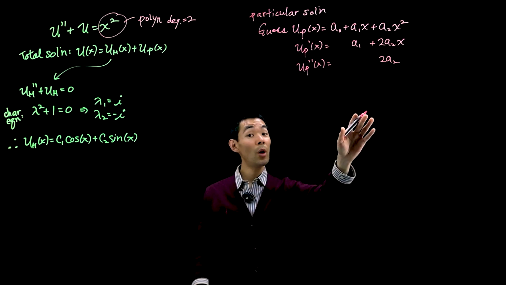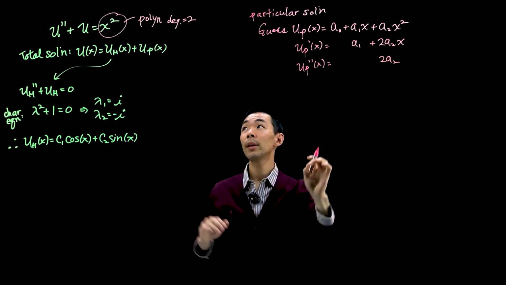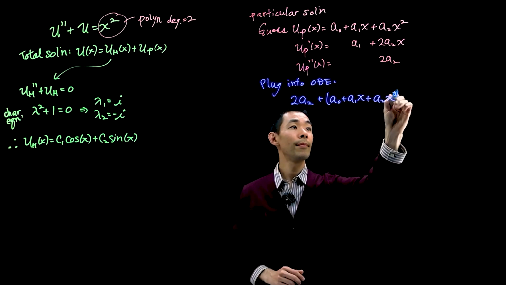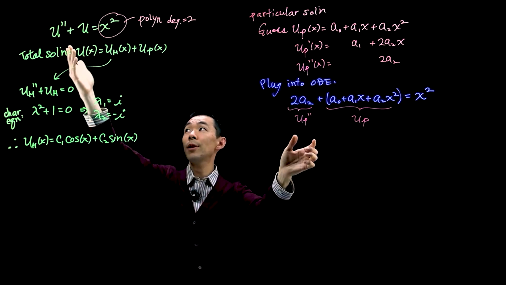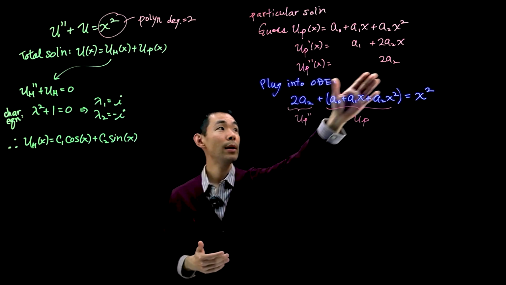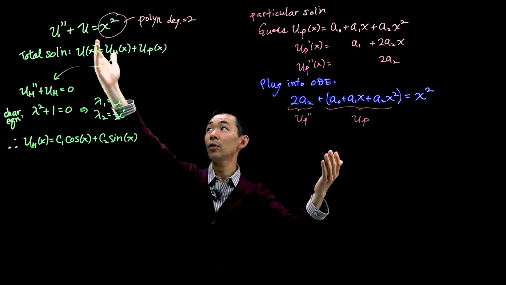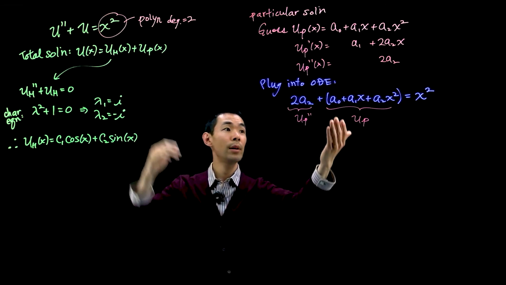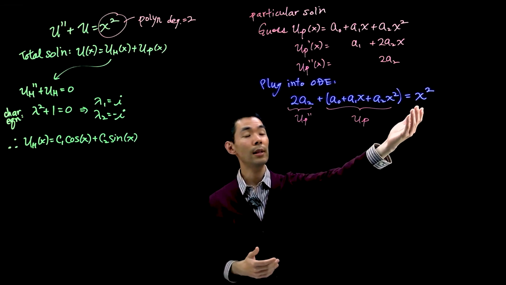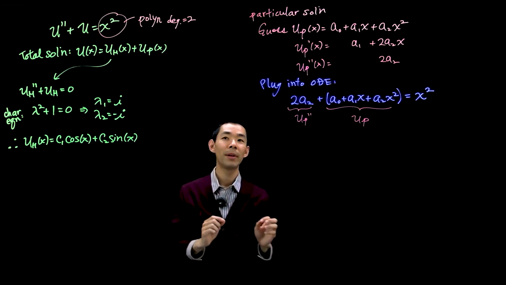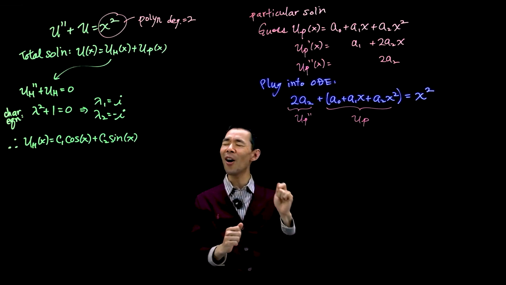Just like that. Now all we need to do is plug into u double prime plus u equal to x squared. All I've done here is take up double prime, because the original equation has a double prime. So it's up double prime, that's 2 times a2, plus up, because our original equation just has a u, is equal to the original right-hand side, which is x squared. Now, it's just a puzzle game where you match like terms and make the coefficients all work out.